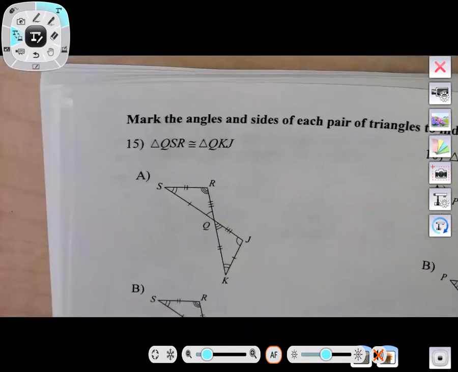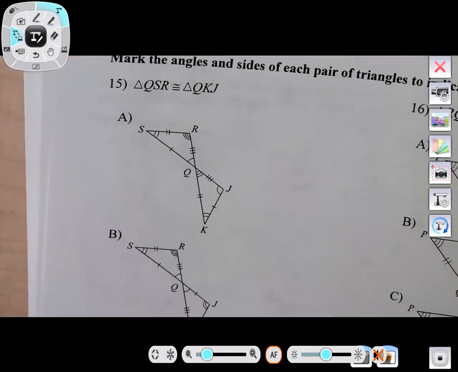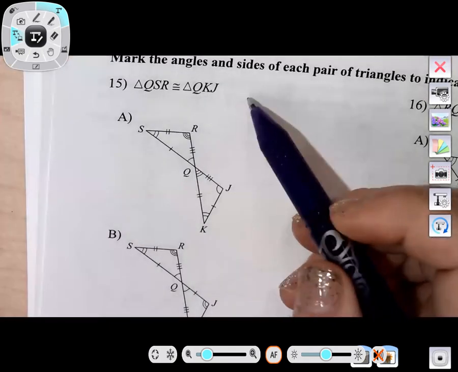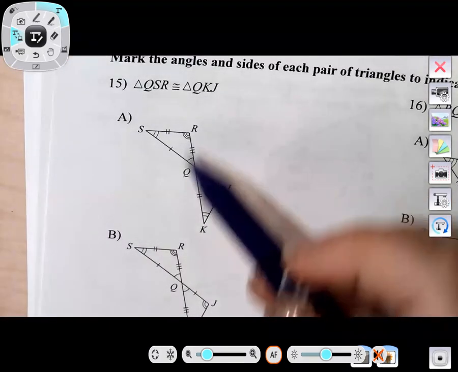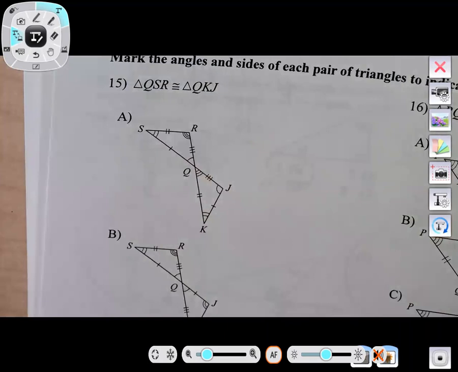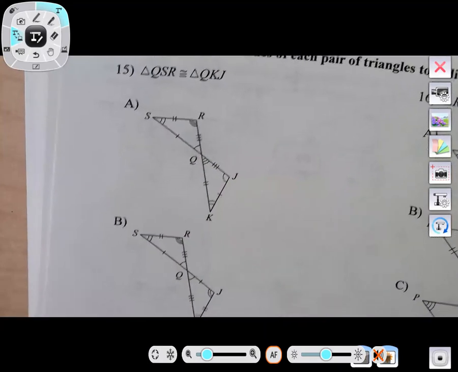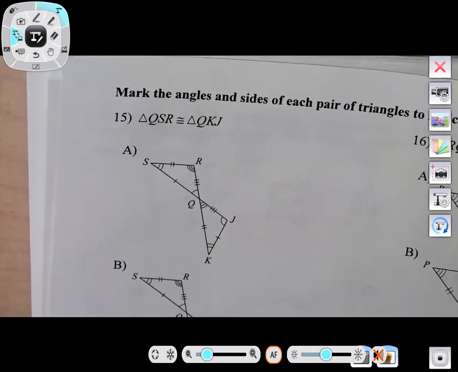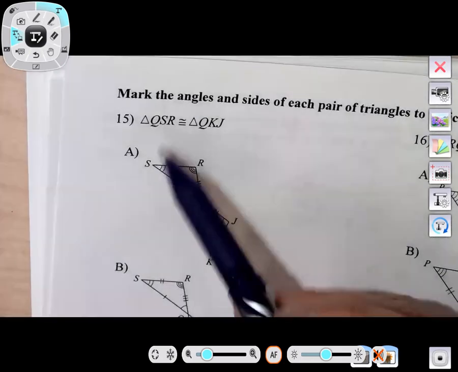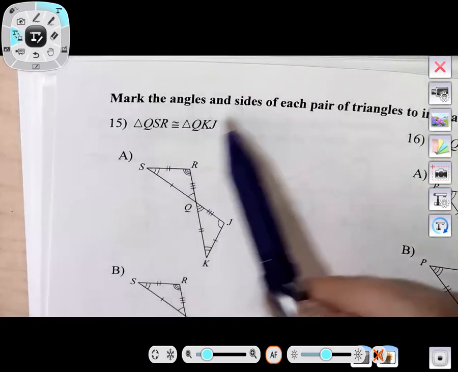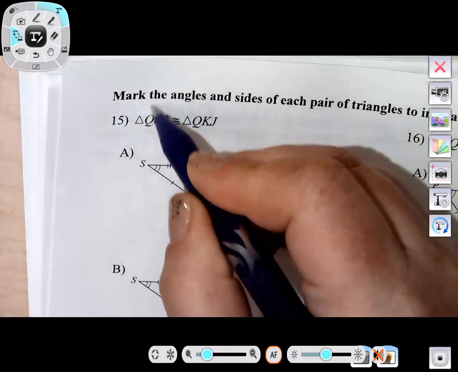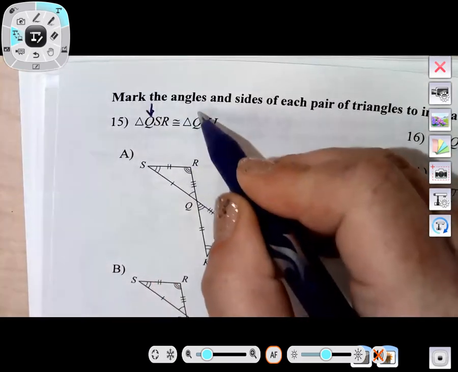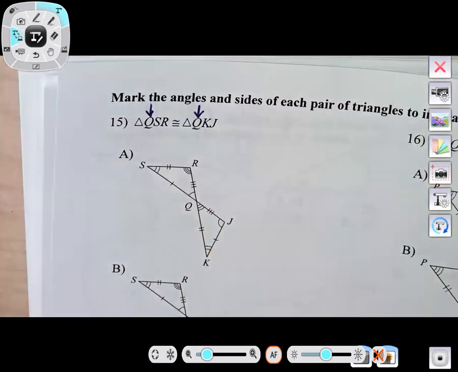Now, these were a little bit trickier, but it's the same idea. They're giving me the statement and then they are asking me to pick which of these choices has the triangles marked correctly. Okay, so let's see how to sort of process our way through this. It doesn't really matter where you start. I usually just go for the first letter. So Q in this triangle has to match up with Q in this triangle.